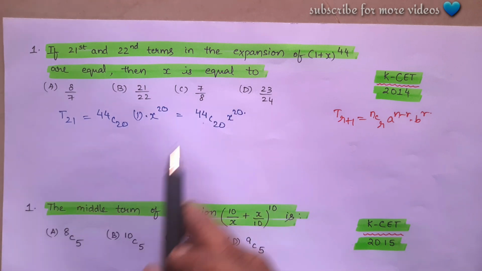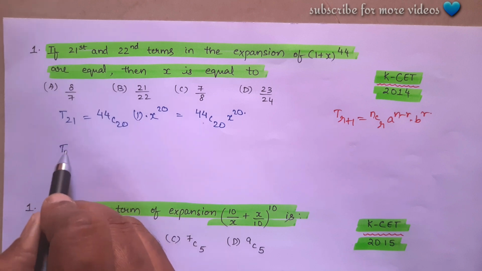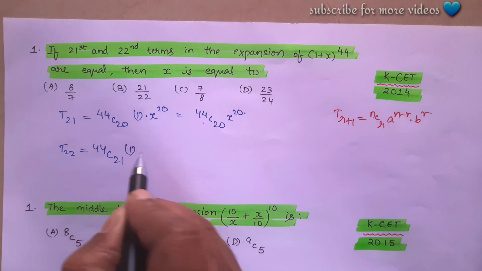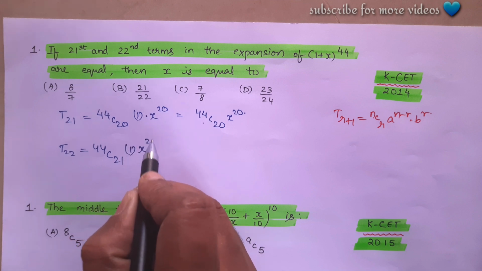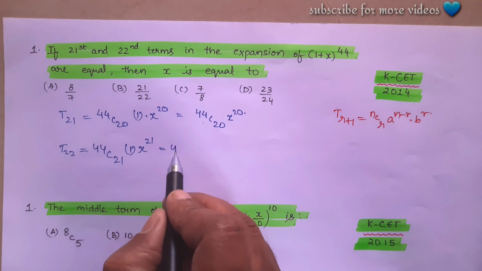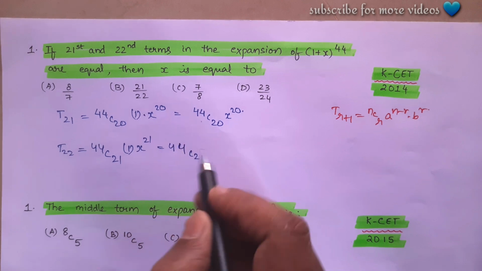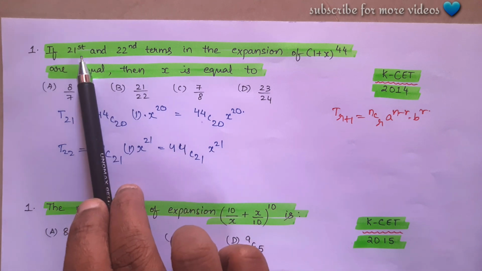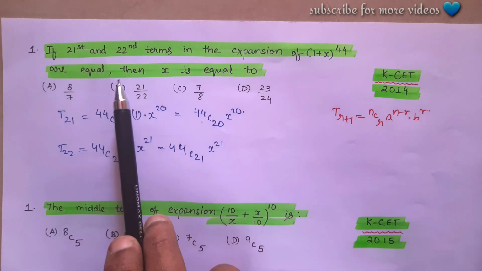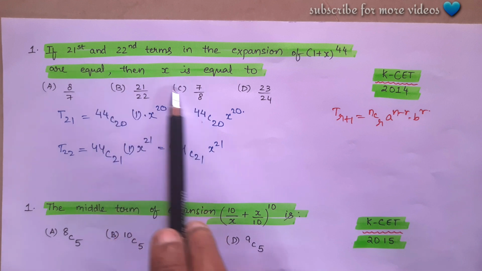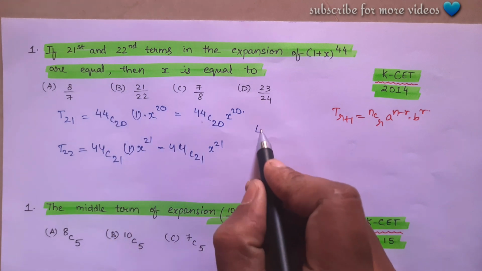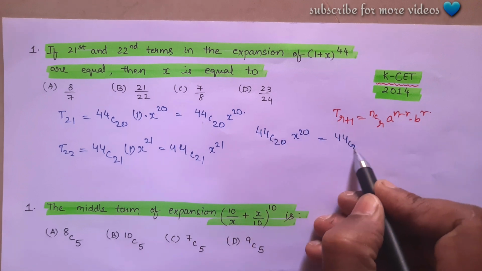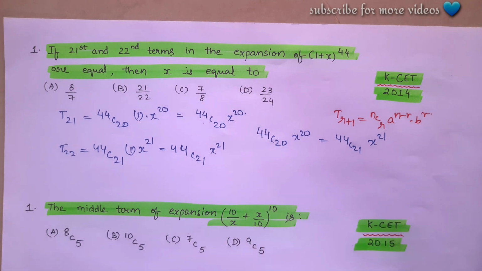This is the 21st term. And the 22nd also I will find, T22, which is nothing but 44C21, 1 power anything is 1 only, and then x power 21. So these are the 2 terms: 44C21 x power 21. Now what we need to find is, if the 21st and 22nd terms of this expansion are equal, then what will be x? So first I will equate those two: 44C20 x power 20 is equal to 44C21 x power 21.